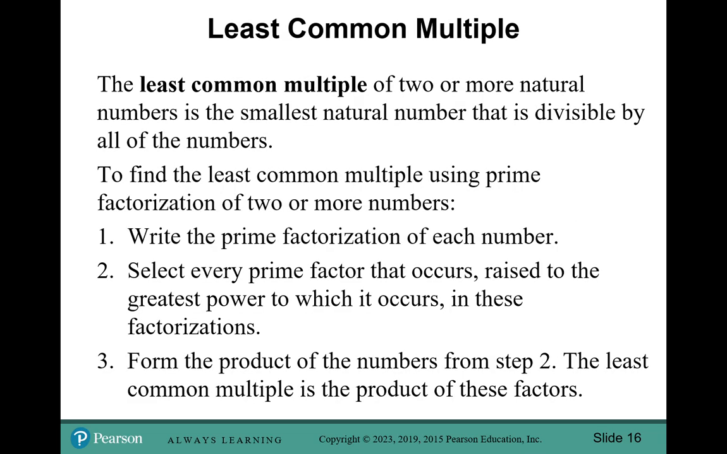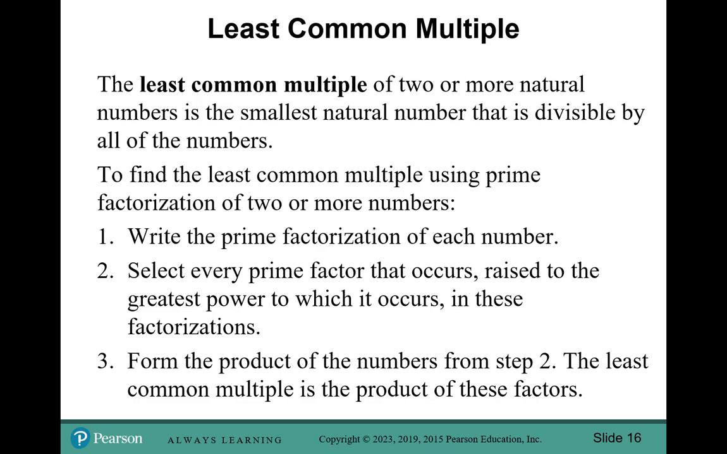Now we can also look at the least common multiple of 2 or more natural numbers. And that least common multiple is the smallest natural number that is divisible by all of the numbers. To find the least common multiple using prime factorization of 2 or more numbers, we will first write the prime factorization of each number.